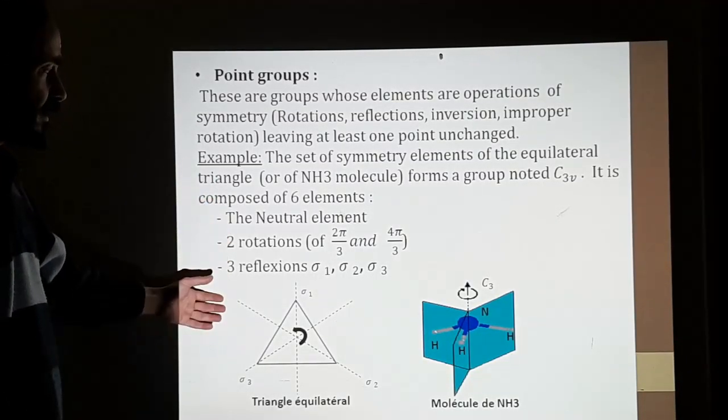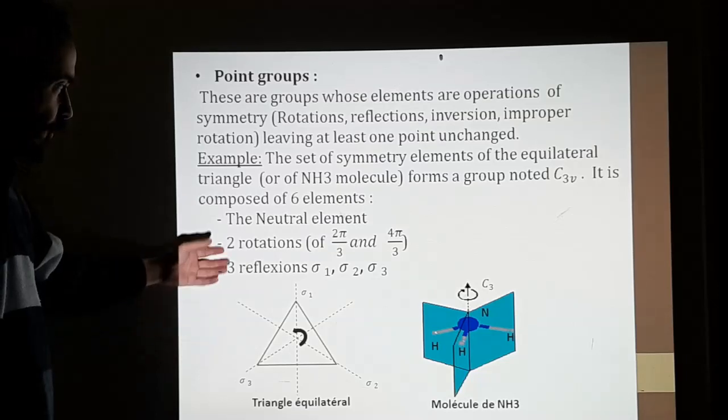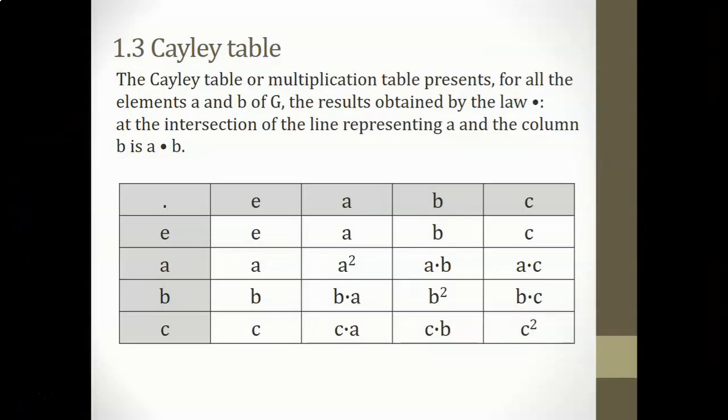So this set of elements forms a group. Now I will introduce the Cayley table, or the multiplication table of a group. The Cayley table regroups all the possible results of the multiplication of the elements of the group, two by two.